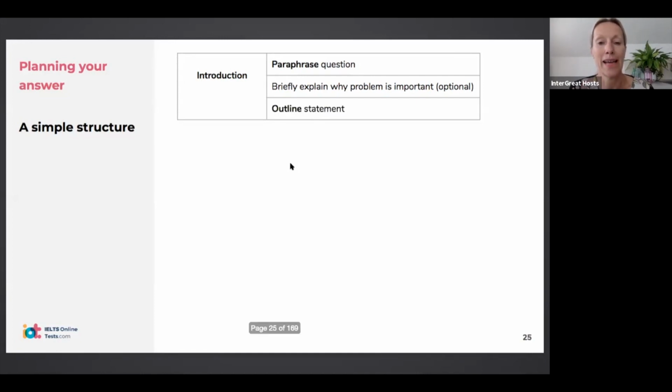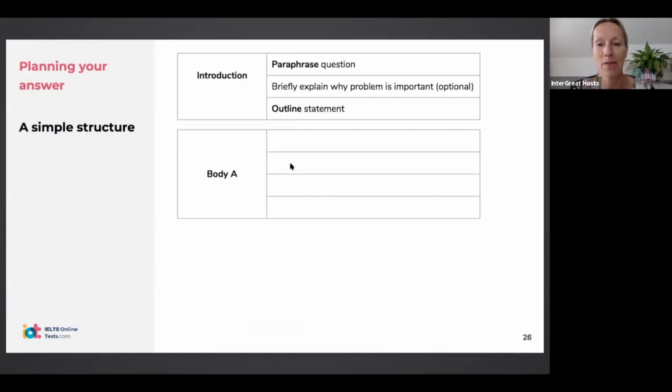And then an outline statement, okay? So it's not really a thesis statement, so you're not really giving your opinion, you're more saying what's going to be discussed. And then we have the first body. So what's the first part of that? So you state the cause. Some of you said topic sentence, so it is the topic sentence.